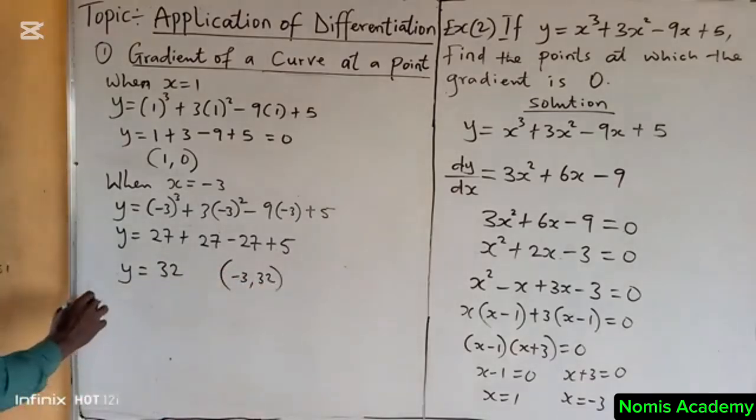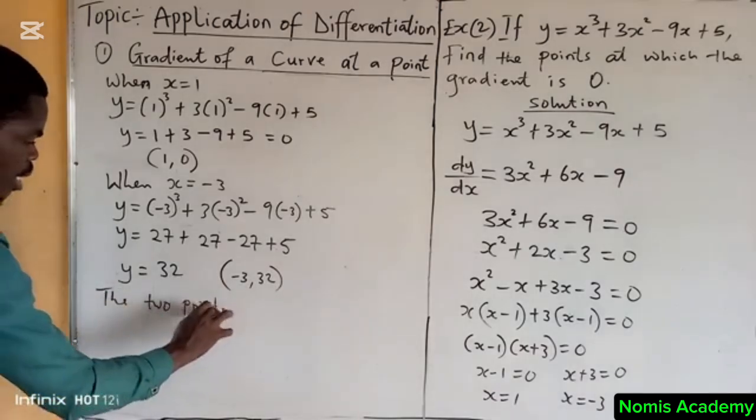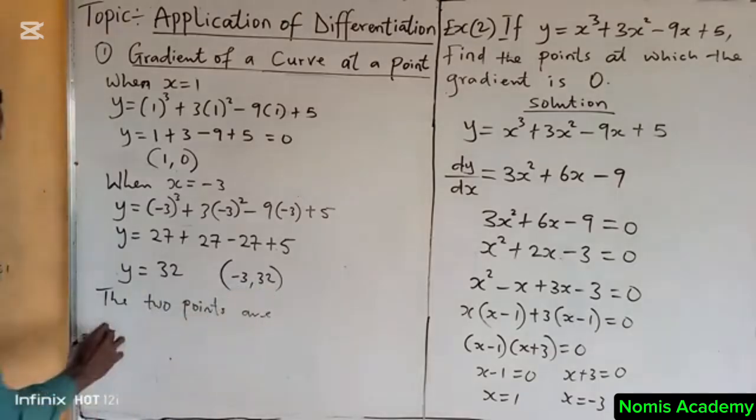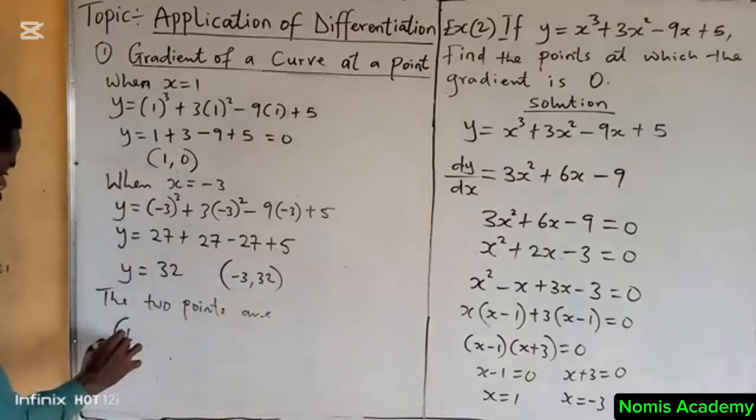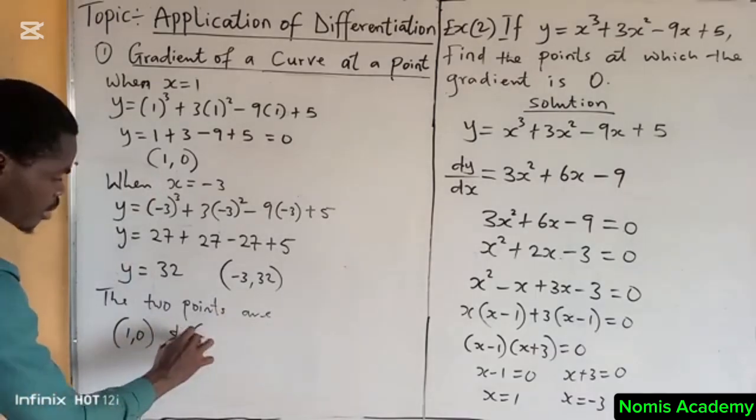So the 2 points are: the first point is 1, 0, and the second point is minus 3, 32.